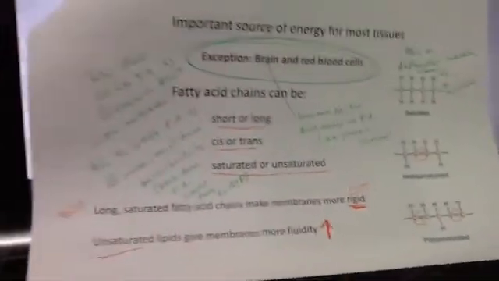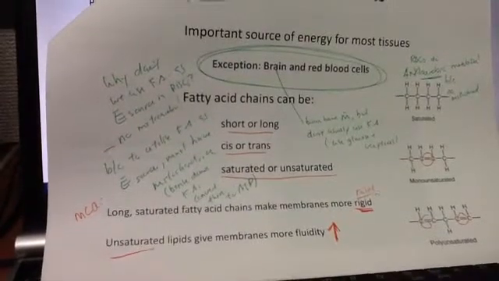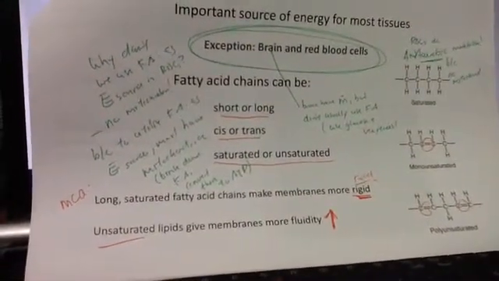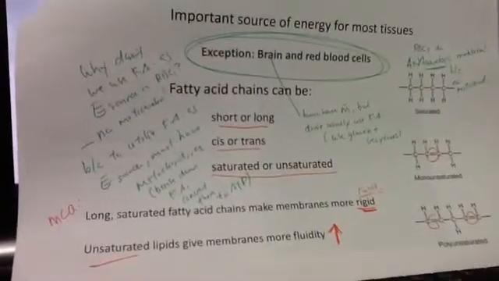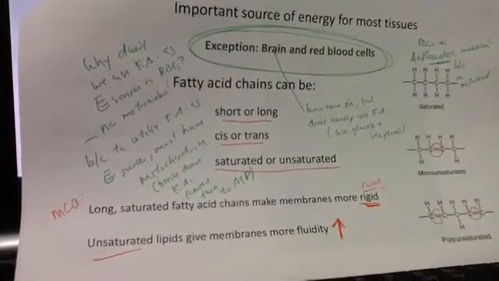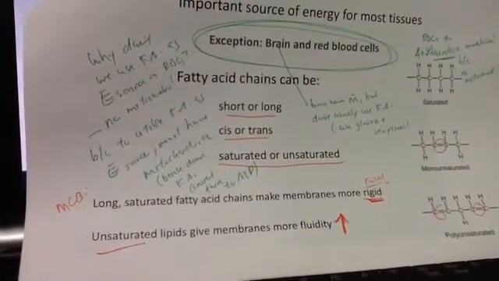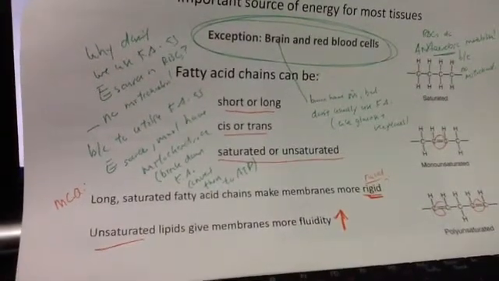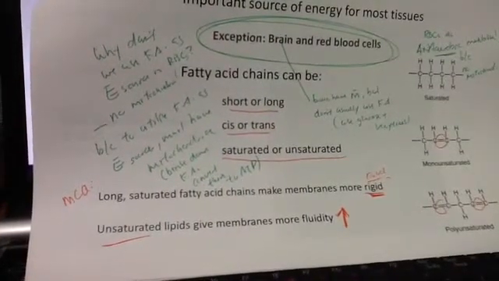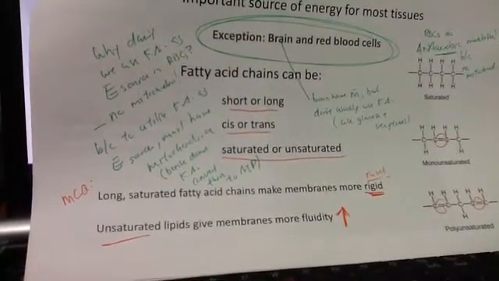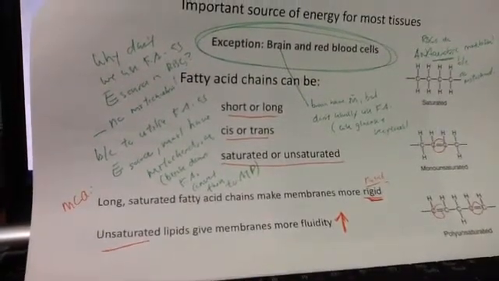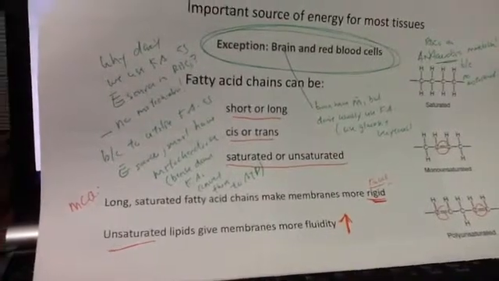And let's look at the different types of chains. So the fatty acid chains can be short or long, cis or trans, and the natural fatty acids are cis, and the unnatural ones are trans. So it says here the long saturated fatty acid chains make membranes more rigid, and the unsaturated lipids give membranes more fluidity. That's a good thing to remember.